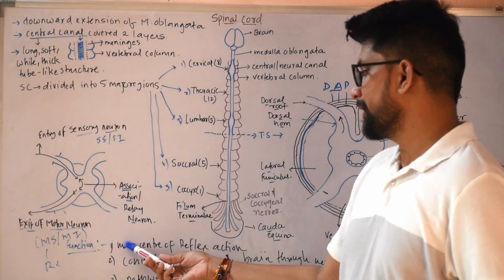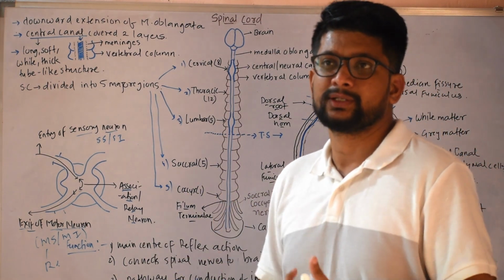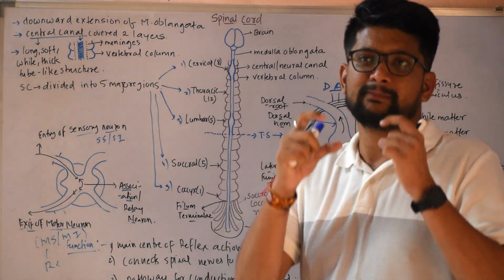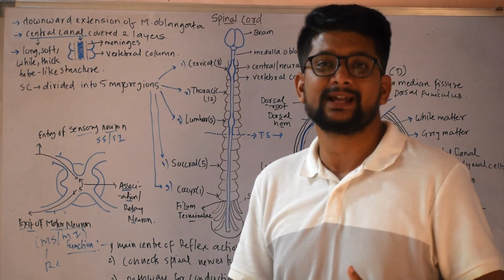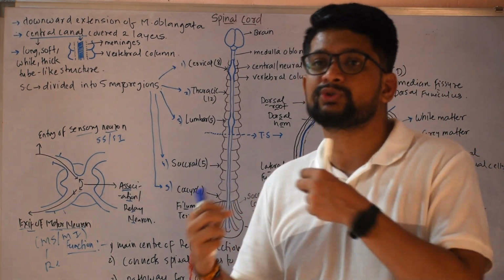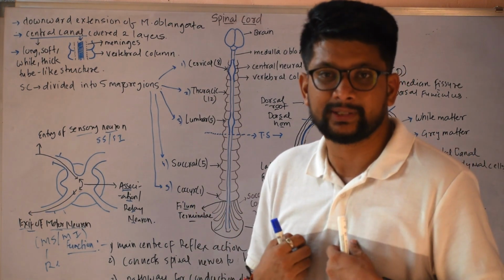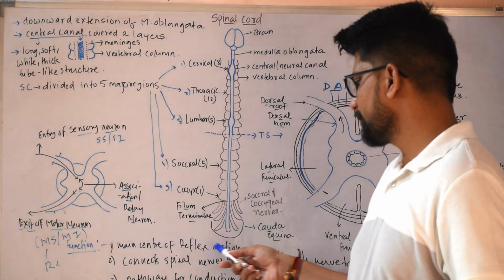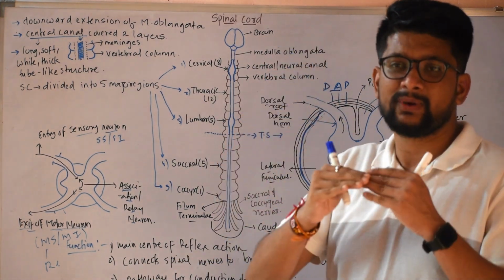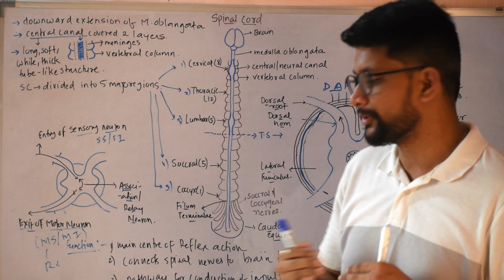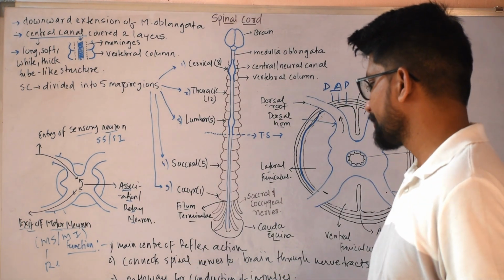Let us discuss what is the exact function of the spinal cord. As we all know, as it is a part of central nervous system, it will be the main center of reflex action. Reflex action means the actions which we are performing in our day to day activities. It is the main center of reflex action. Second, it connects the spinal cord to the brain via the nerve tracts or the nerve fibers. Third, it is a pathway for conduction of impulses.